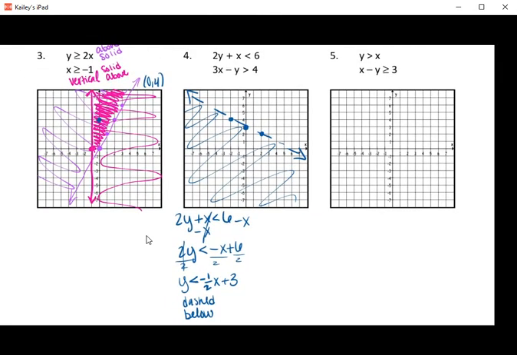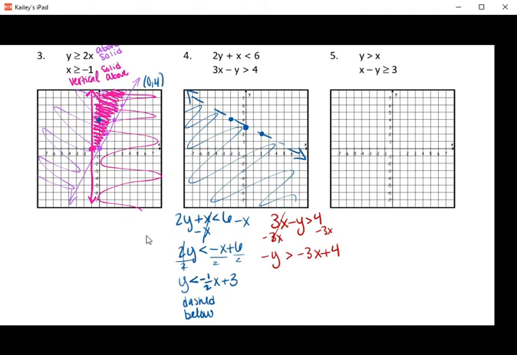Now we need to solve the other inequality for y. So we've got 3x minus y is greater than 4. Our first step, we're going to take over the x term, so we need to subtract 3x from both sides. And that gives us negative y is greater than negative 3x plus 4.